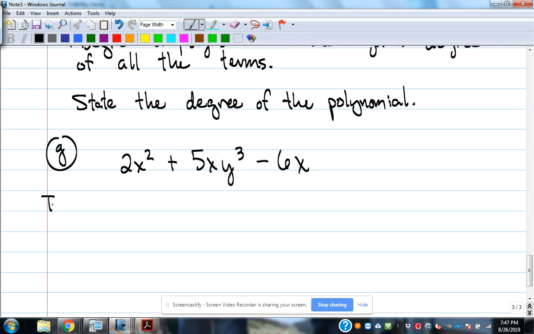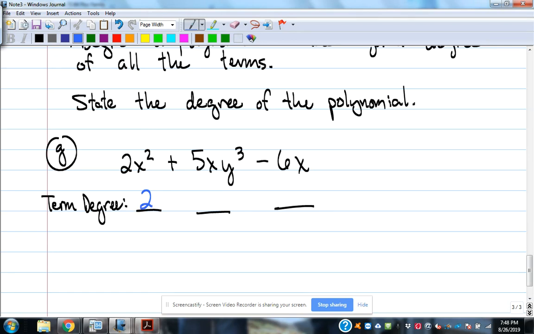To find the degree of the polynomial, you've got to find the term degree. So you need to find the degree of each term. There are 3 terms to this problem. You've got the 2x squared, the 5xy to the third, and the negative 6x. Those are the 3 terms. We want to find the degree of each term. The degree of each term is found by taking the exponents on the variables for that term and adding them up. So on the first term, the only variable is this x. And what's the exponent on it? 2. So the degree of that term is 2.